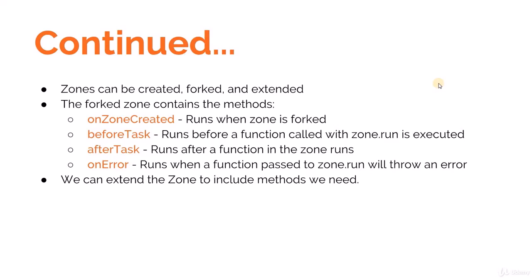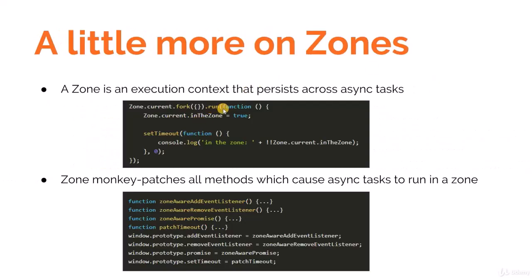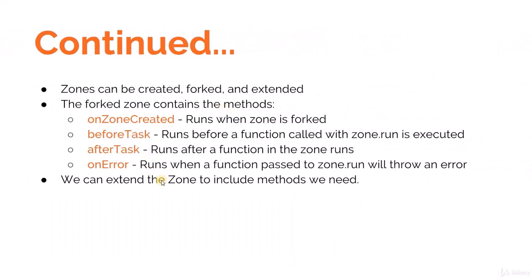It has functions like before task, which would run before a particular function is executed inside the zone.run function that we have seen here. Then we have the after task that runs whenever a particular function is completed running in that zone. And finally we have the on error function that gets called if the function running inside the zone.run function throws an error.